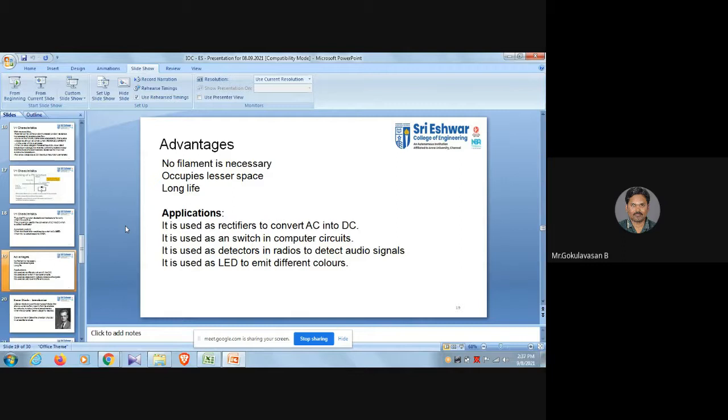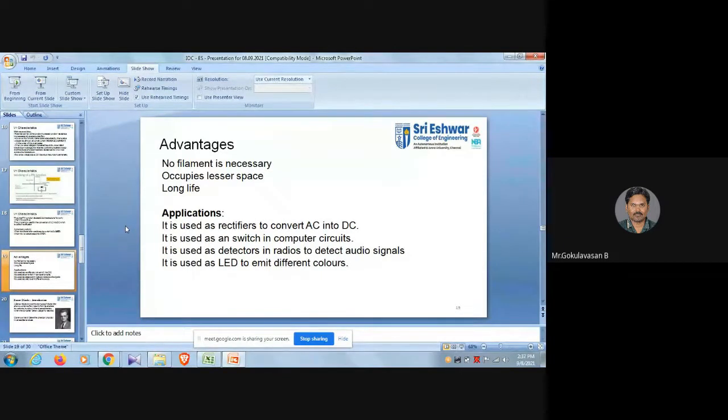As far as the applications are concerned, as I said, switches, rectifiers, all these things. It is used as a rectifier to convert AC into DC, number one. It is used as a switch in computer circuits, number two. It is used as a detector in radios to detect audio signals, in radio detection, or in radars. These are very big applications. And it is used as an LED to emit different colors.